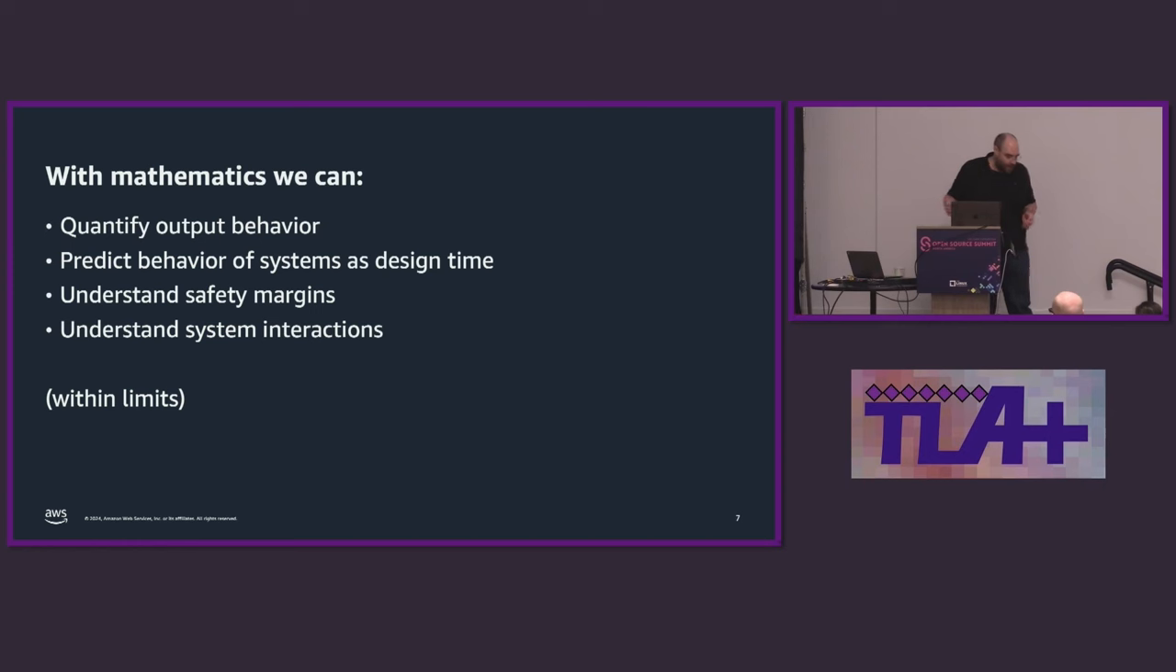And what's important about this is it's always within limits. None of these engineering laws that we have are perfect descriptions of reality. They are always estimations of reality. But that doesn't stop them from being incredibly powerful and incredibly useful to us.